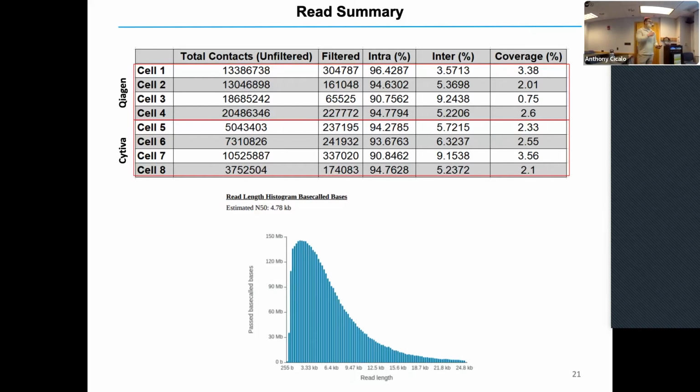We saw a relatively high coverage with QIAGEN too, but again, the uniformity with Cytiva just showed us that this was a more promising kit than QIAGEN was. And we loaded all 8 of these cells on one flow cell. And the N50 of the read length was around 5,000 base pairs. So we had a pretty long read length as well using these kits.